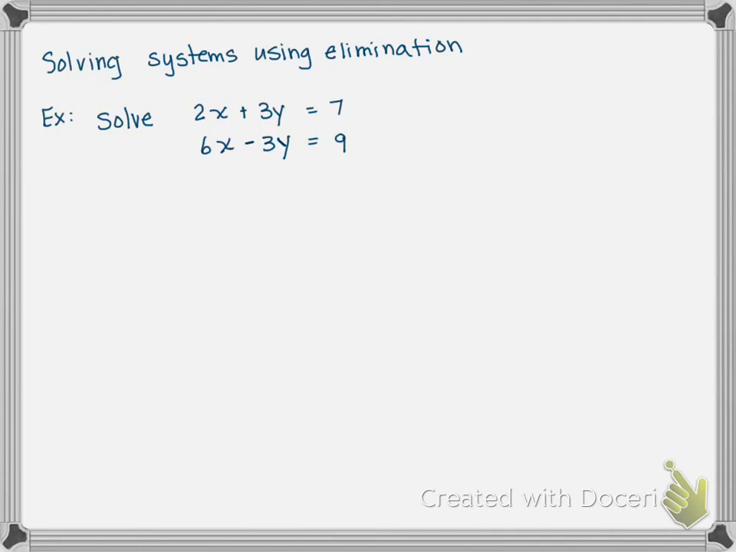So we are going to use what's called elimination, which is just another way of getting to a point where we have an equation that has only one variable in it. And the idea of elimination is actually based on substitution. It's just kind of hidden.